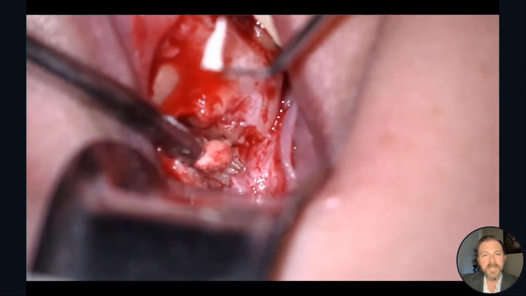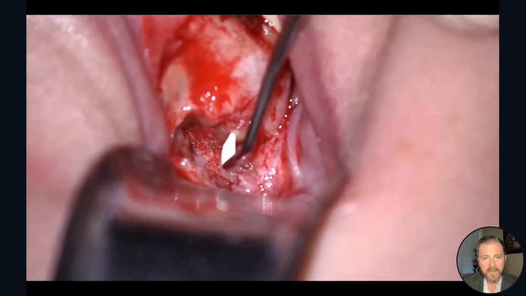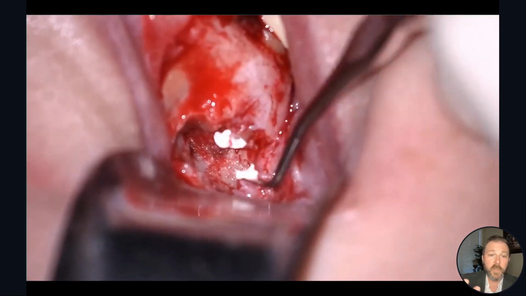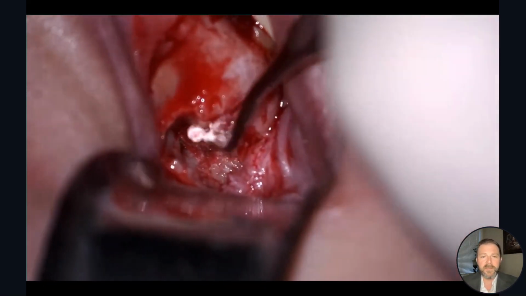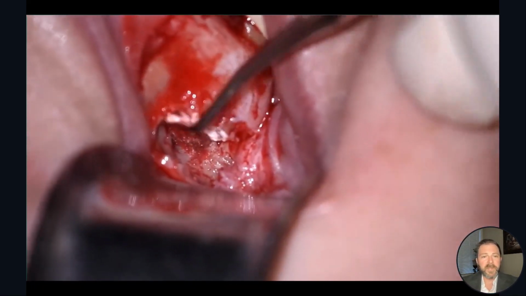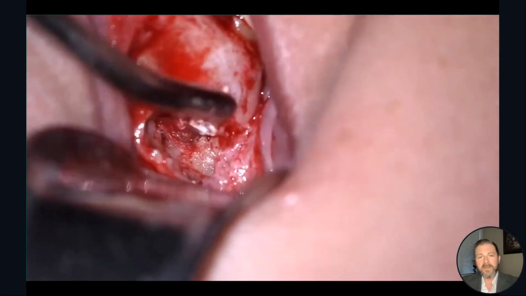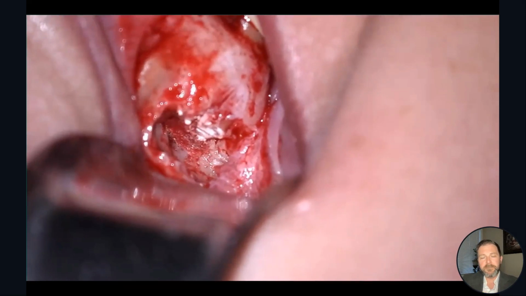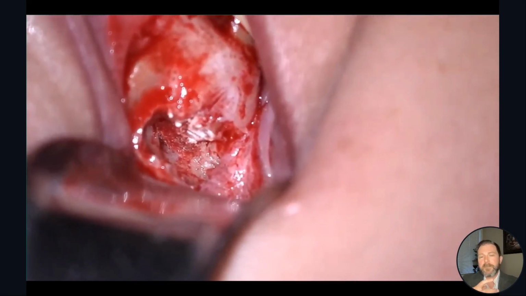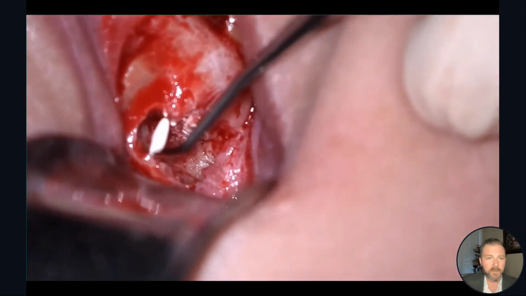But so here we're placing the Neo MTA putty, and I just make little triangles. I just make little cones with the material, place it right into the retro prep, and I do it here as well. And you'll see me go back a few times. My goal here is to get as much material into the retro prep as we can. I'm not concerned with blood in the retro prep.